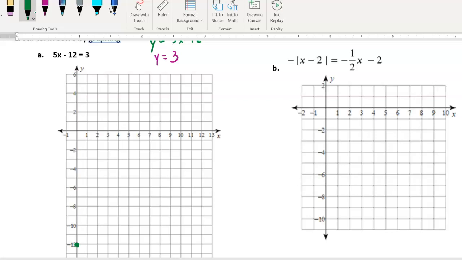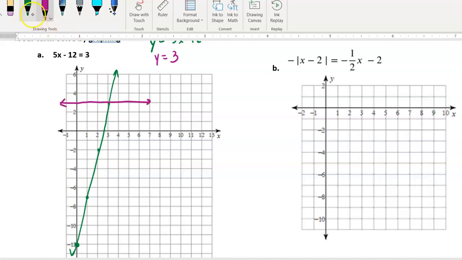And let's see, my y-axis is counting by ones, which makes it easier. My slope is 5, so that means I'm going to go up 5 and to the right 1. 1, 2, 3, 4, 5 to the right 1. Up 5 to the right 1. Let's go ahead and do one more. All right, so there's my first graph.